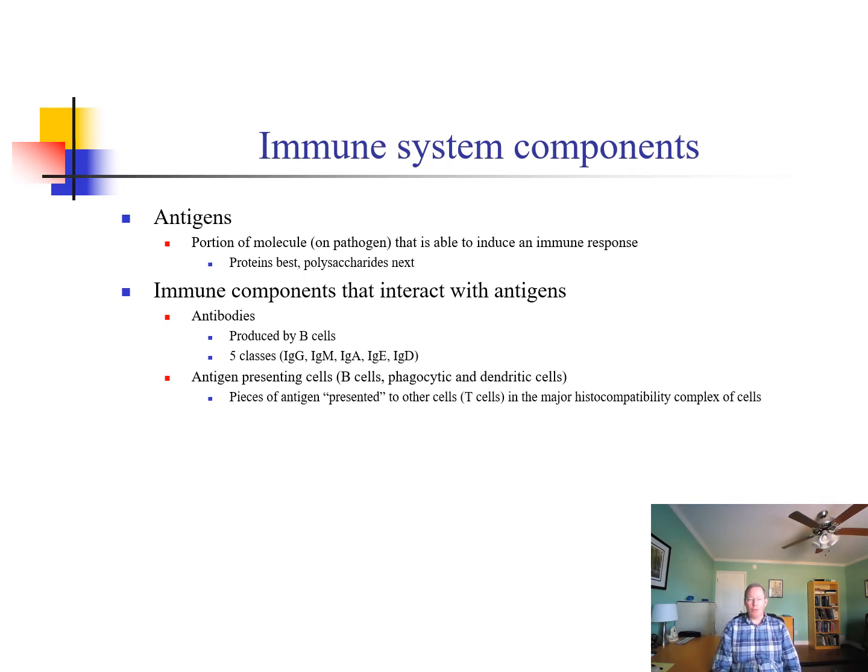So I need to give you some basic understanding of some terminology that is used throughout the discussion of the immune system. The first is the idea of an antigen, and I alluded to this and talked about this when we were talking about the ABO blood types. An antigen is just a term that we use to describe a portion of a molecule, in this case on a pathogen, that is able to induce an immune response. Now, proteins are very good that do this, but polysaccharides also will do it.